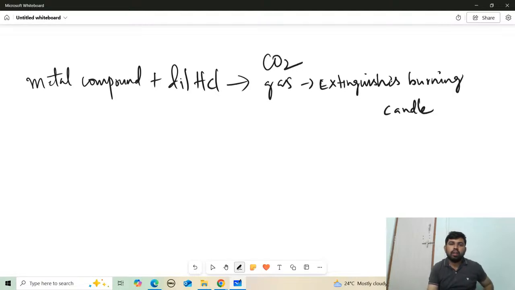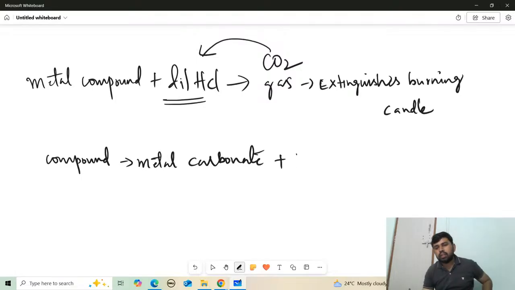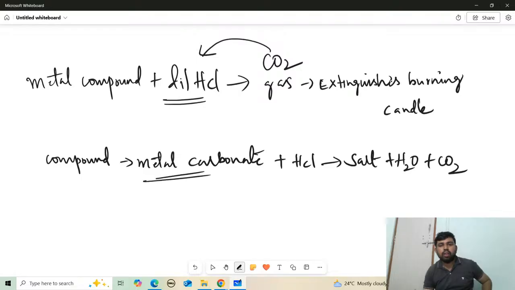Now tell me which compound gives CO2 with acid. The compound should be a metal carbonate. We know very well, metal carbonate plus HCl gives salt plus H2O plus CO2 gas. So the compound should be a metal carbonate.